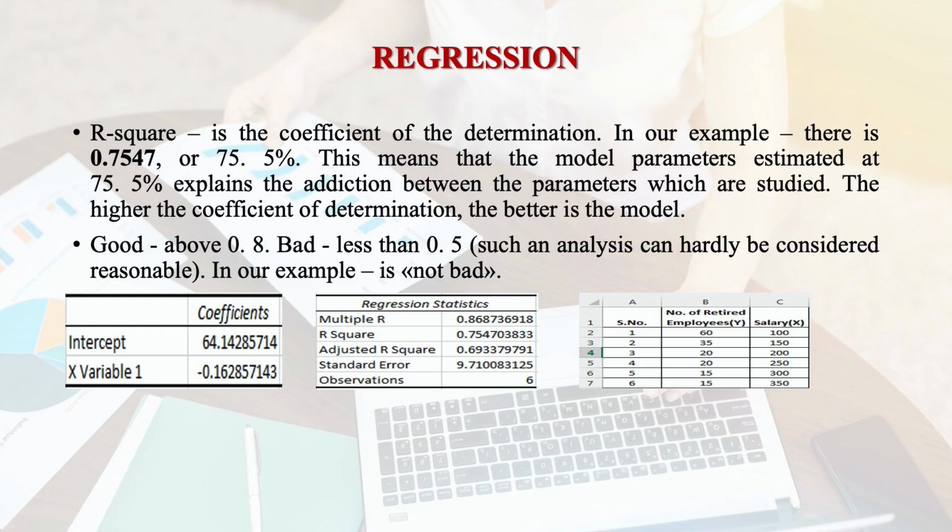So R square identifies that if the values are quite close to 1, say near about 0.8, it's considered as good, and if it is less than 0.5, the model is considered bad. Since the value is close to 0.8, the model is quite good, and the linear model actually explains the data.